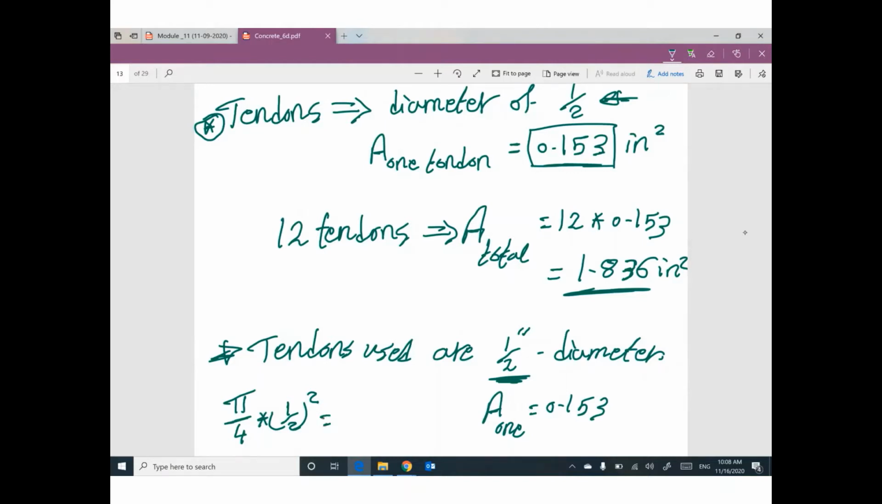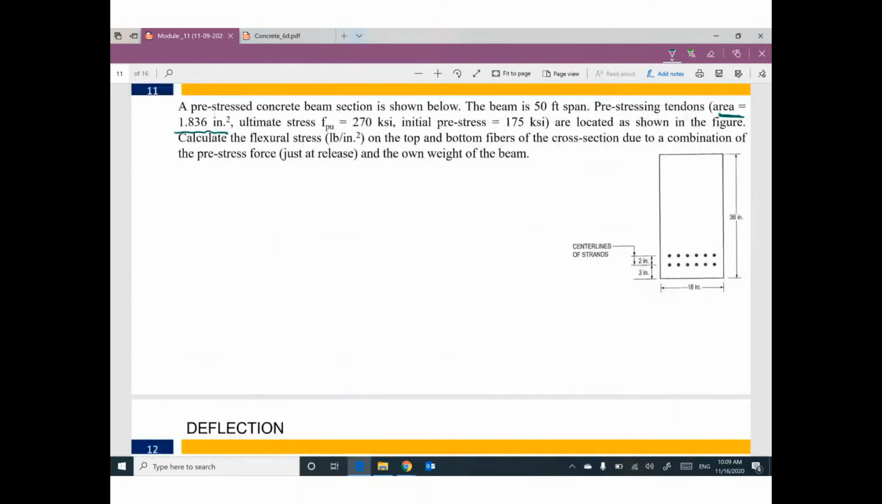You will get 0.196. It's wrong because we have a table based on the diameter. I can figure out the area of one tendon. Probably I didn't give you this table, but I'm giving you this information. So the area of one tendon with the diameter 1/2 inch is 0.153 inch square. You need to multiply this area by the number of tendons. You can get the final area.